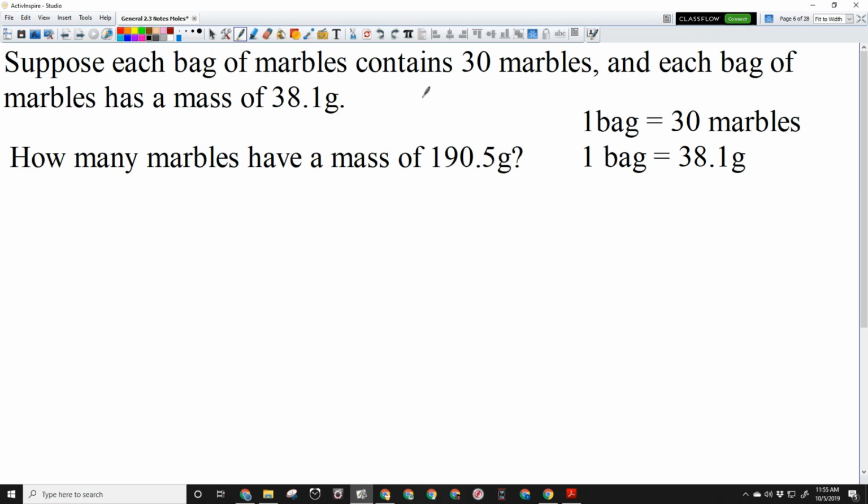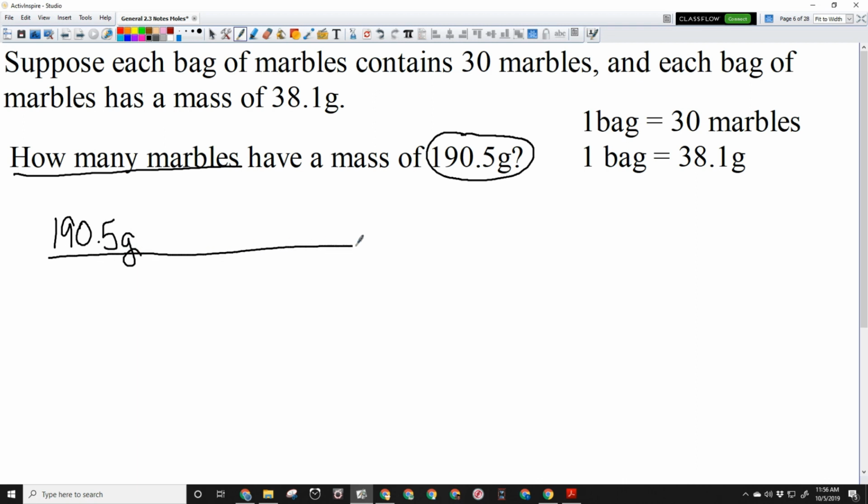So again, the same information. 1 bag is equal to 30 marbles, and 1 bag is equal to 38.1 grams. So our new question is, how many marbles have a mass of 190.5 grams? Okay, so how many marbles is what we're looking for. So let's take our given, 190.5 grams. We're going to put it over 1.